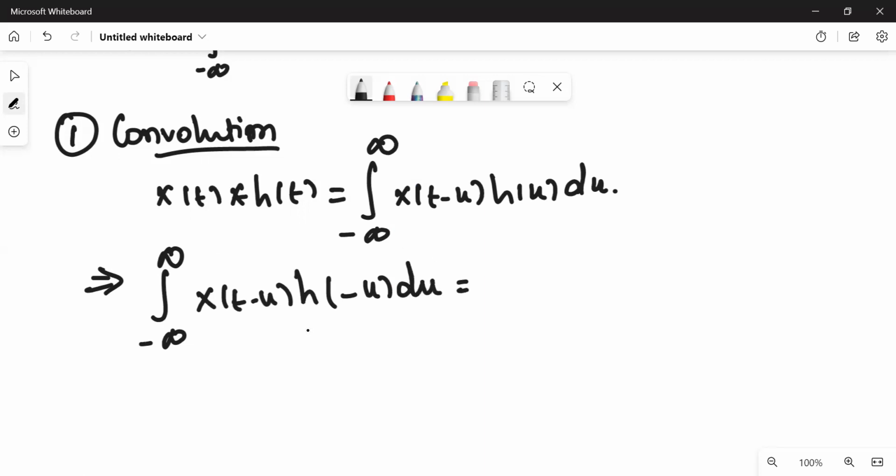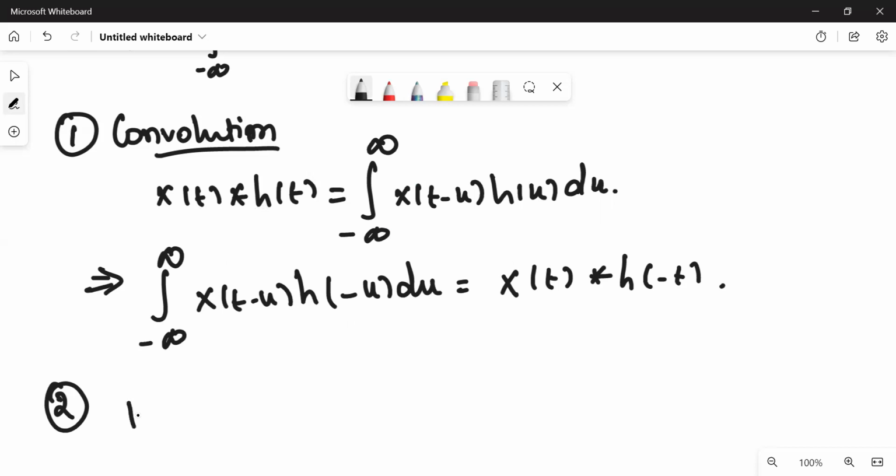If you get, inside the integral, a product of the form x of t minus u into h of minus u du, how is it defined from the above convolution definition? It is nothing but x of t convolution, where in the place of u we have minus u here. So in the place of h of t, we should replace h of minus t. This is how we should apply convolution for the function x of t minus u into h of minus u du. We should be clear with this definition of convolution.